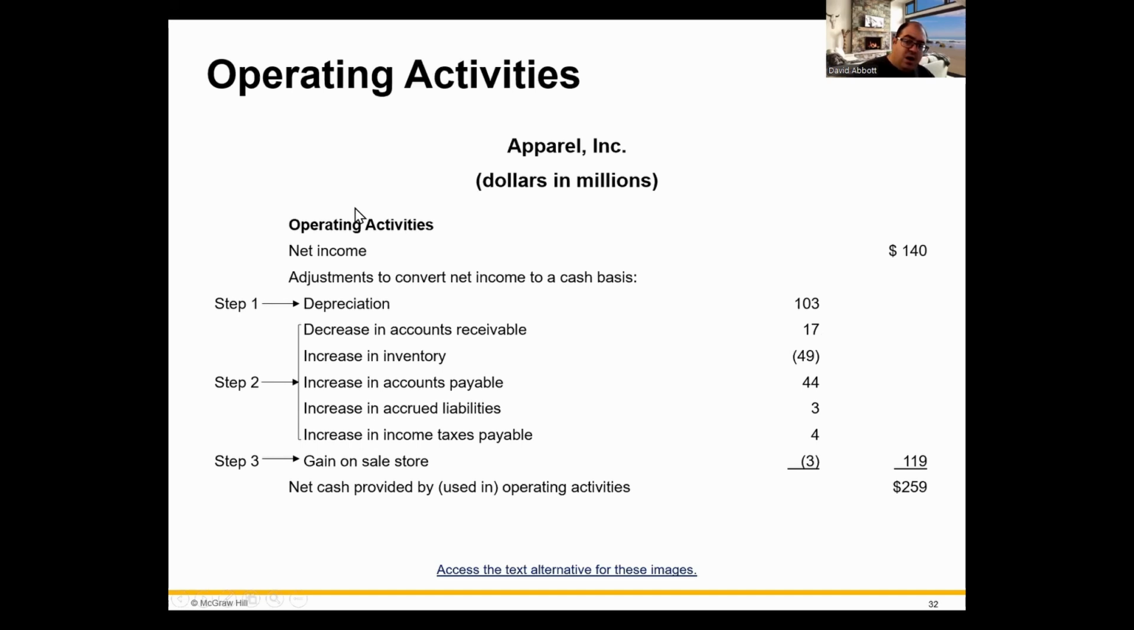The operating activities section of Apparel's statement of cash flows would appear as shown in this slide. So we have our net income, then we would have adjustments, some of which we would subtract from it or add to it. We have our depreciation, and then we have our decrease in accounts receivable, our increase in inventory, increase in accounts payable, increase in accrued liability, increase in income tax payable. And then we would subtract out our gain on the sale. And then that gets us the amount of cash that was used in operating activities, which was 259 million.